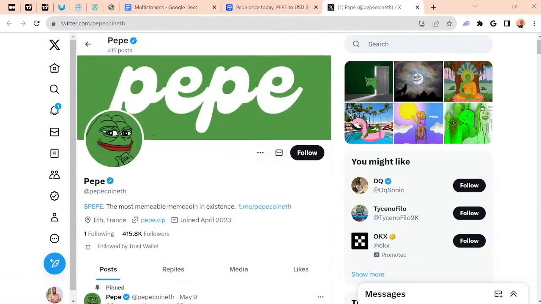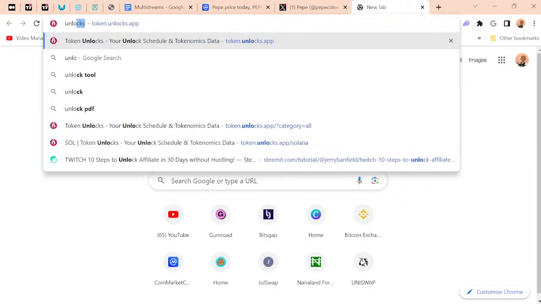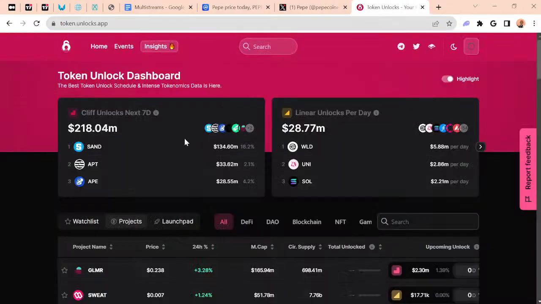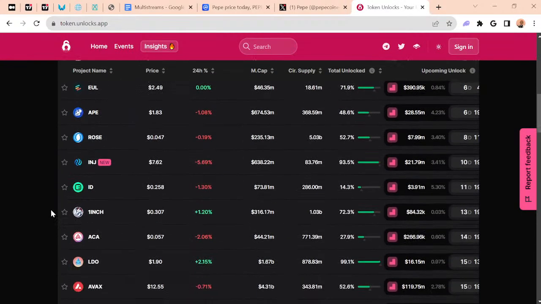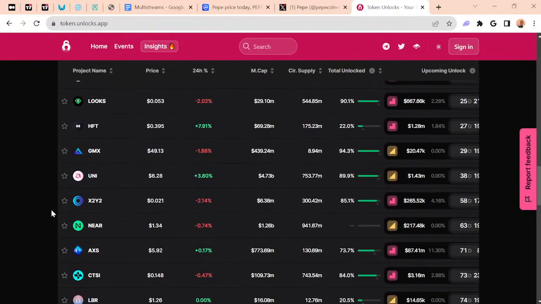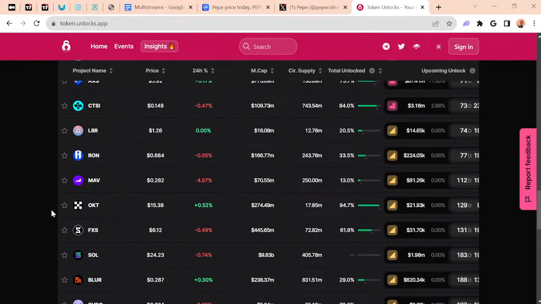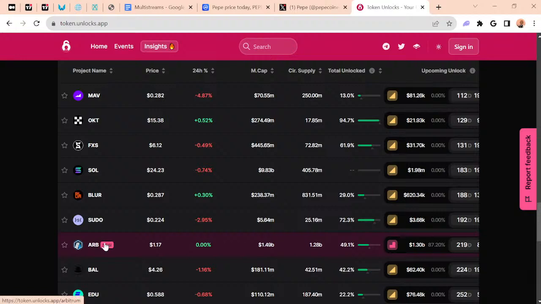Okay, let me check. Now, another platform you could look out for is token unlock. Let us see if there are going to be any unlock events. Is there any unlock event for PEP? Any upcoming events for PEP? No, as you can see. It's one of those coins that are actually crazily distributed. PEP is crazily and evenly distributed across the board.